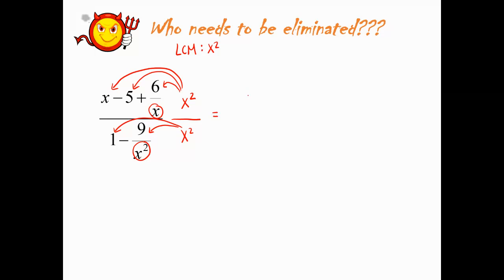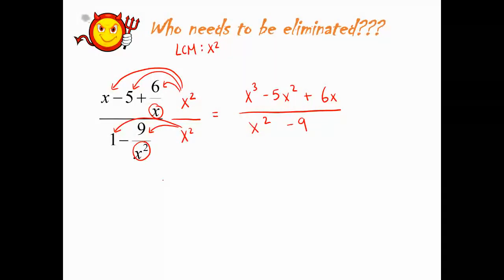And that's going to leave me with x to the third minus 5x squared plus, you know what, I might just take a step forward here, 6x. Okay, no longer have a denominator. Here I'm going to get x squared minus 9. Now let's do some factoring.